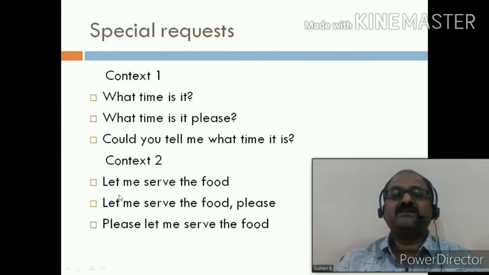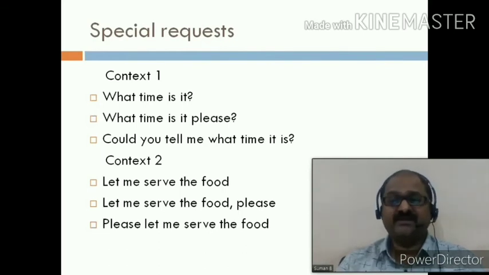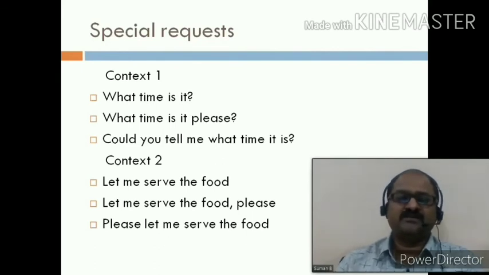Next, context two. You're asking somebody, right, to give you permission to serve the food. By the context you can understand the form, and by form you can understand the context. This is a very, very informal context. So, let me serve the food. Serving food you're talking about, because maybe you're talking to your close friends or close family members.